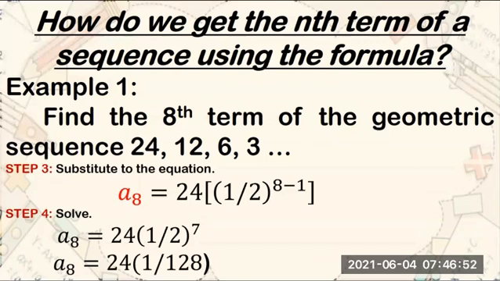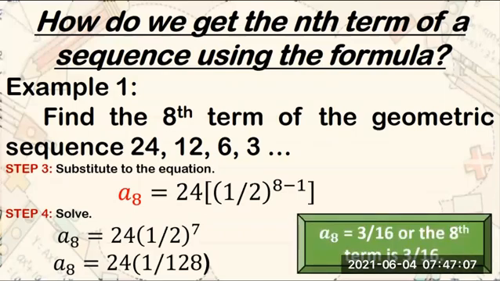So we'll have a sub 8 is equal to 24 times 1 over 128. So if we are going to continue solving, 24 times 1 over 128 will give us an answer of a sub 8 is 3 over 16, or the 8th term of the given sequence is 3 over 16.